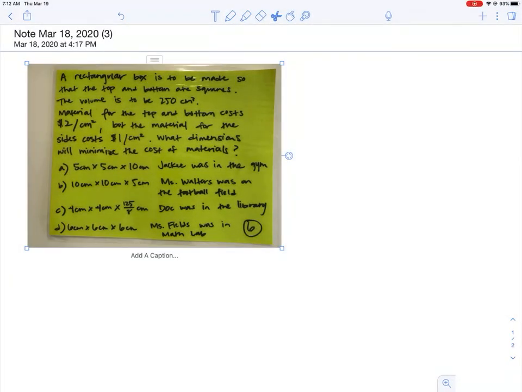Okay, so for this problem, a rectangular box is to be made so that the top and bottom are squares, and the volume is 250 cubic centimeters. So let me draw a picture of that, like a brown box. So the top and the bottom are squares, but we don't know what the height of the box will be.